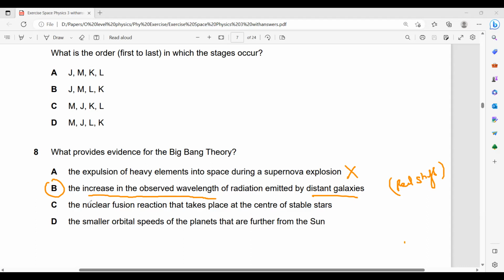A nuclear fusion reaction takes place at the center of a stable star. That is not evidence of the Big Bang. A smaller orbital speed of planets that are further from the Sun: planets which are far from the Sun move slower. That is not giving any evidence of the Big Bang. It shows the relation of gravity with orbital distance, but not the Big Bang. Is it clear? Question 8.